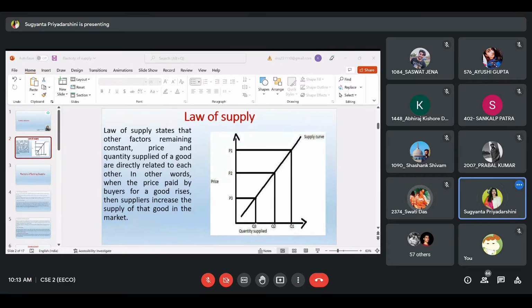So Bhishma, can you repeat that? Keeping the other factors constant, your price and quantity supplied are directly related. That is, if the price is increasing, so will be your quantity supplied. So as you move up from P to P2 to P1, we will observe that the quantity supplied is also increasing, Q3 to Q2 to Q1, resulting in which we have an upward sloping line. Is it clear?